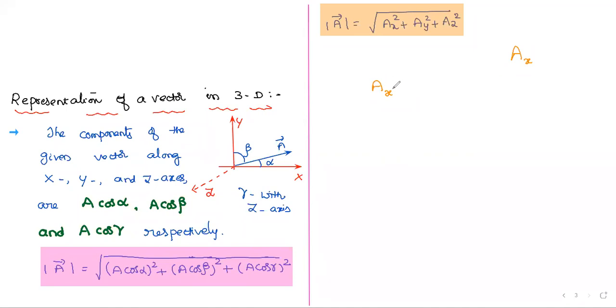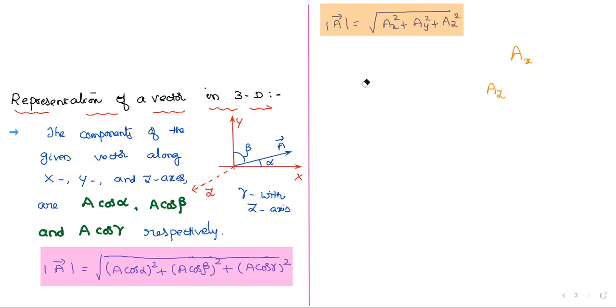Every time we can't pronounce subscript, so in a short way, we are calling it ax. A subscript y, simply we are calling it ay. A subscript z, calling it az. Okay, this is for our convenience. Are we right?